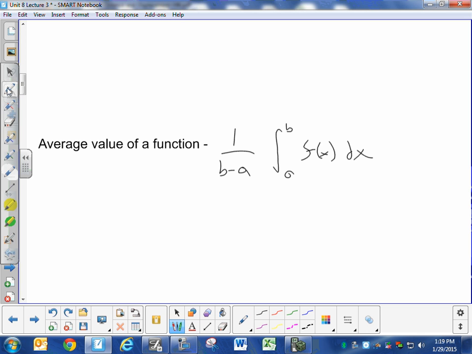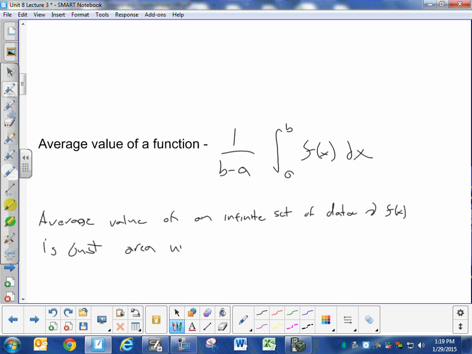So we state that the average value of an infinite set of data which can be expressed as a function is just the area under the function times 1 over b minus a.